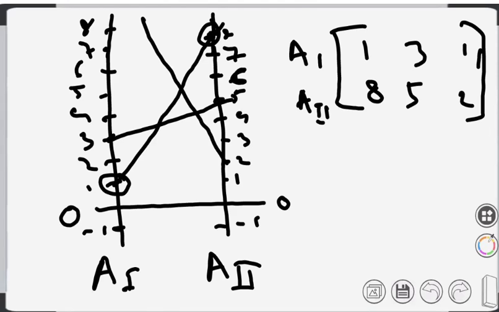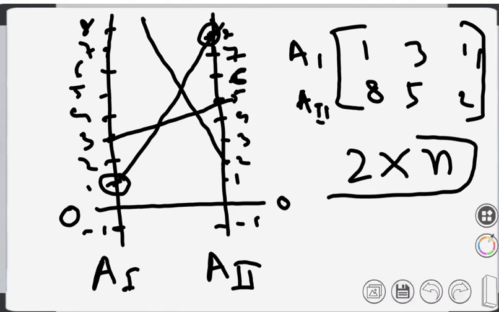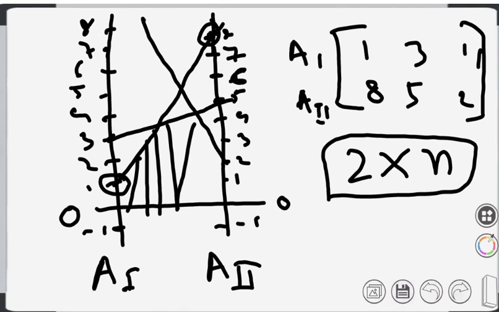Now listen very carefully. This graph has created an envelope. Envelope means a closed region. Now please write: for a 2 cross n matrix, we have to choose the lower envelope. What is the meaning of lower envelope? Lower envelope means the lower closed region. See, I'm shading it.